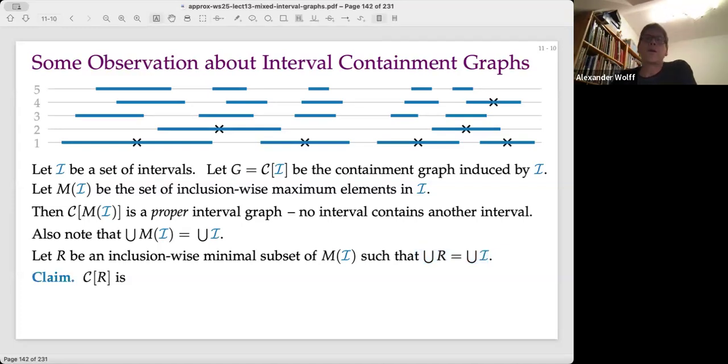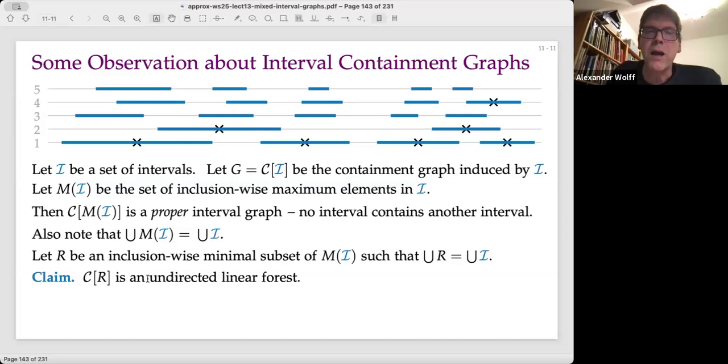Okay, now the claim is that the containment graph of this set R is a very simple type of graph, namely an undirected linear forest. Undirected is clear because no maximal interval contains another maximal interval, so it's only overlaps. And why is it a linear forest? So a collection of paths.